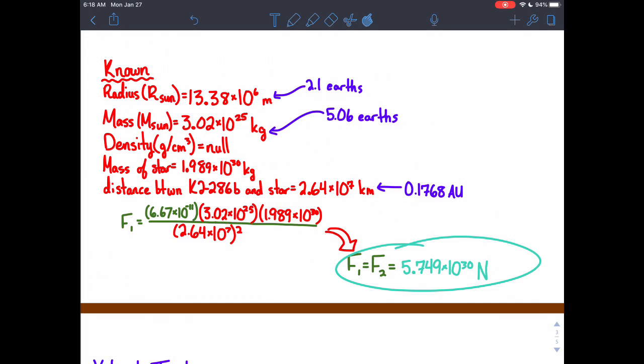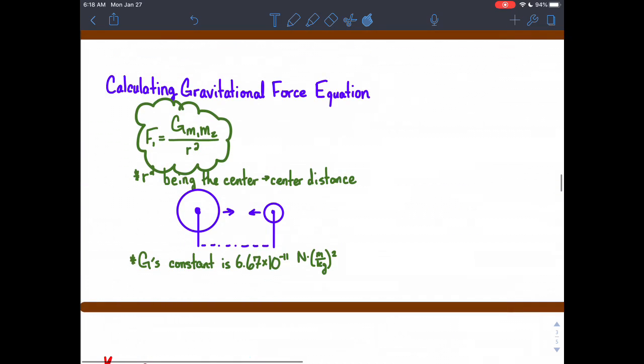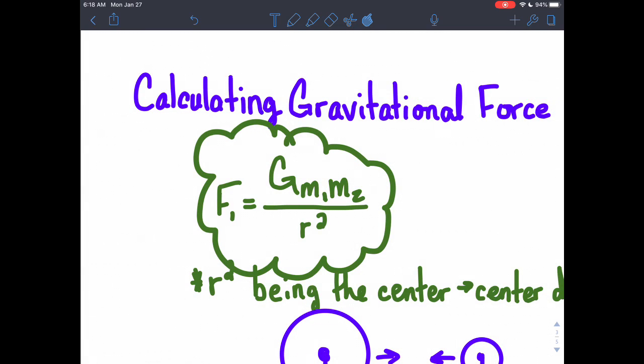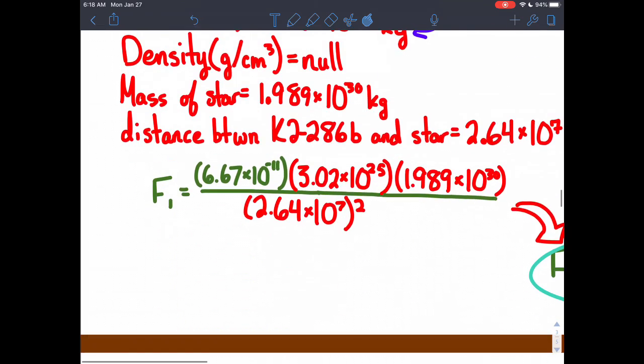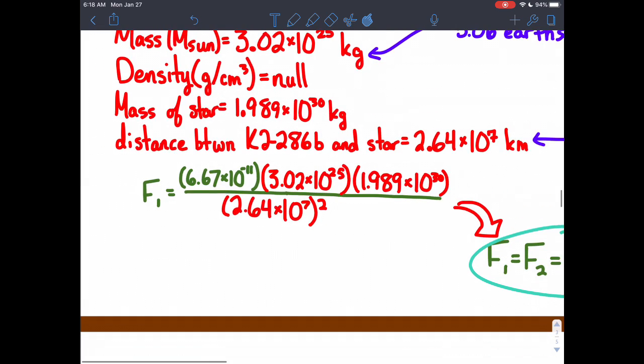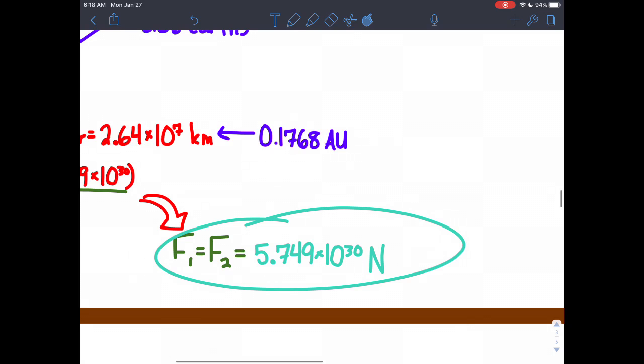And I plugged that all into the equation shown above, which is F1 equals G times M1 times M2 all over R squared. As you can see, I squared the R, and I put the G, which is universal, times M1 times M2, and I got the answer of F1 equals F2 equals 5.749 times 10 to the 30th newtons.